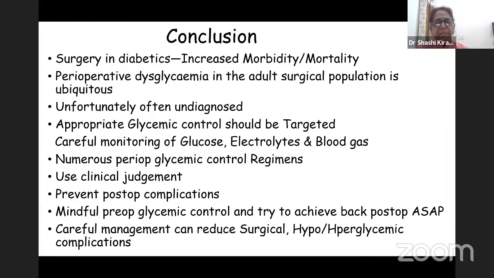Prevent postoperative complications. A mindful preoperative glycemic control: try to achieve preoperative control of glucose as soon as possible. And careful management can reduce surgical hyperglycemic complications.